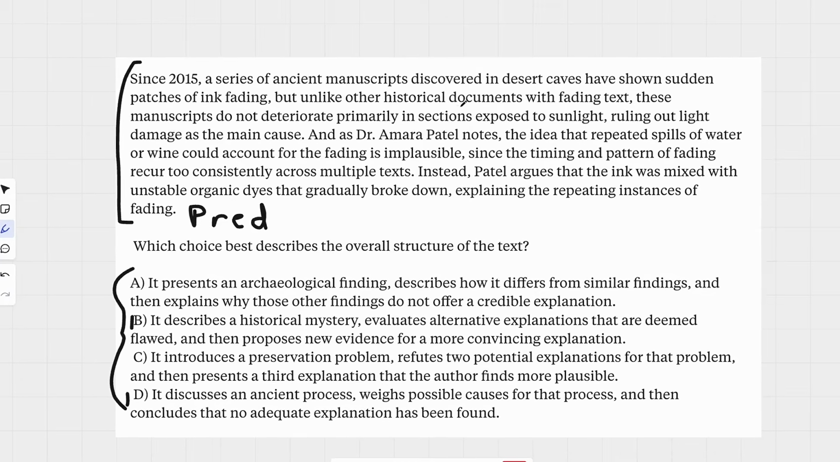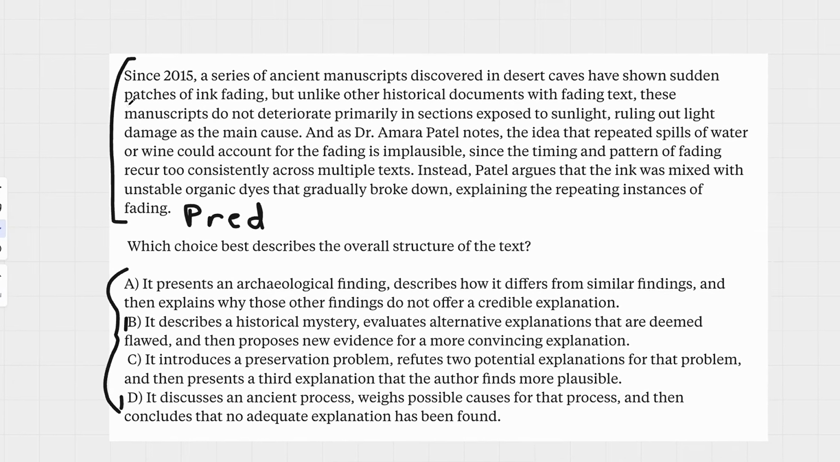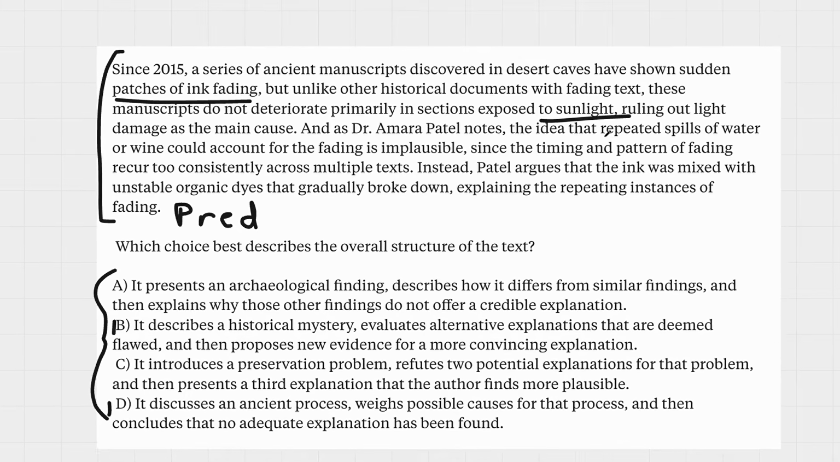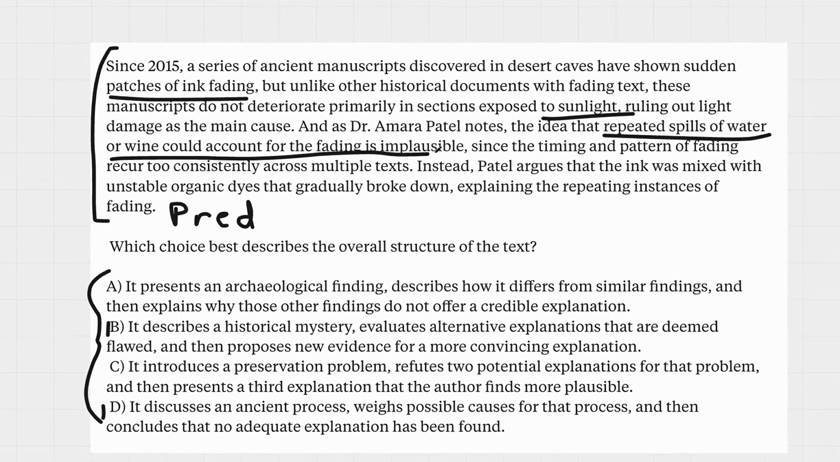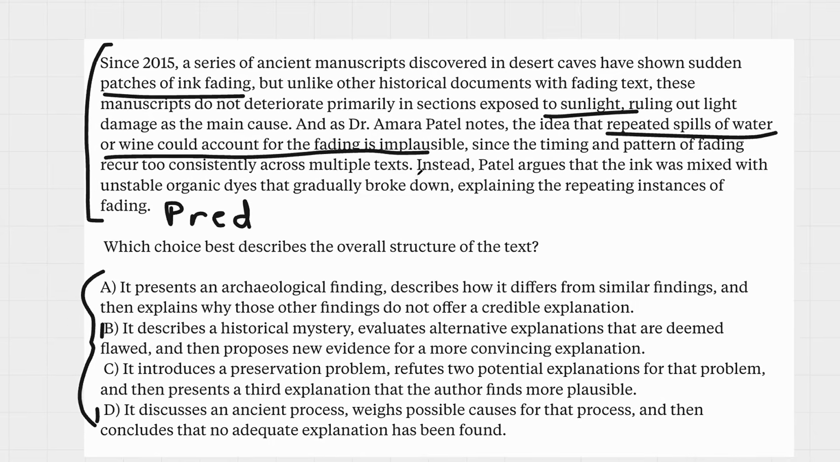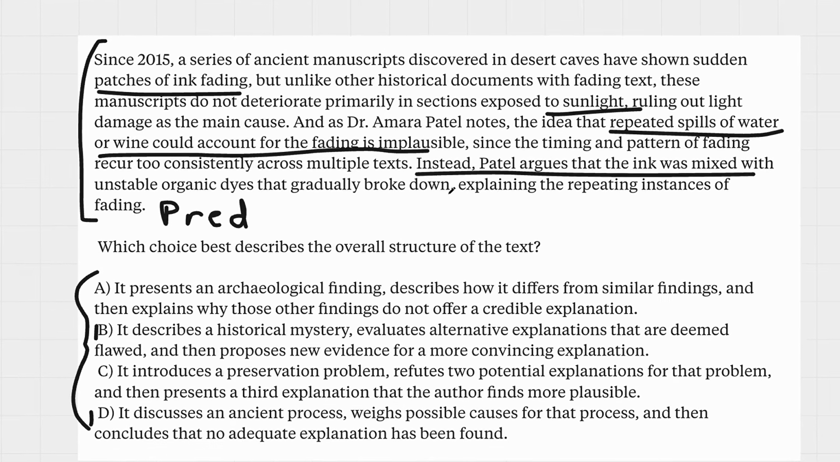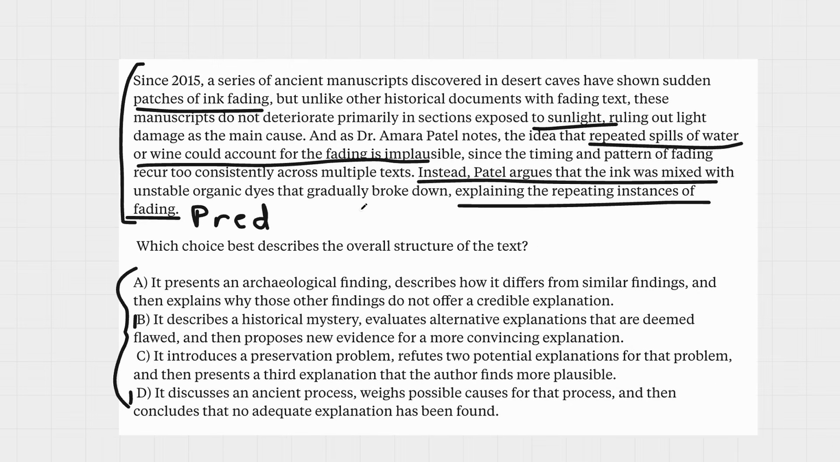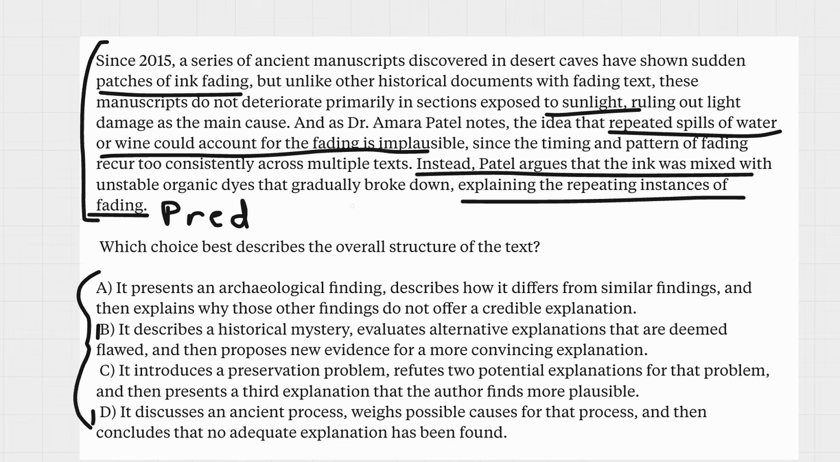So if you read this passage, you can see that it's talking about these patches of ink fading, and then they talk about these different things that can't be it, like sunlight can't be it, and repeated spills of water or wine could also not be it, because of these different reasons. And then it finally explains a reason that actually may explain the process rather than these other two. So you have to talk about this discovery of stuff in this cave, explain two reasons that may not actually explain it, and then finally explain a reason that may explain it. Only one of these choices actually has that as being the answer choice. I'll give you a second to try to think if you can see it.